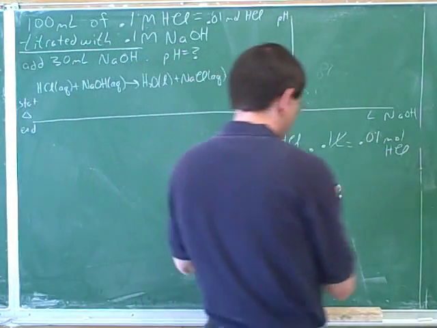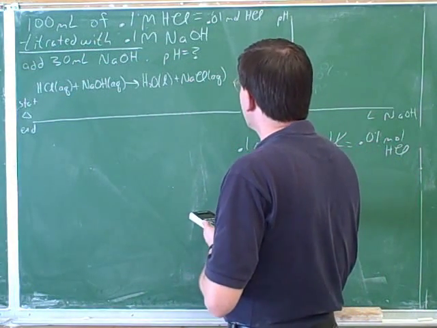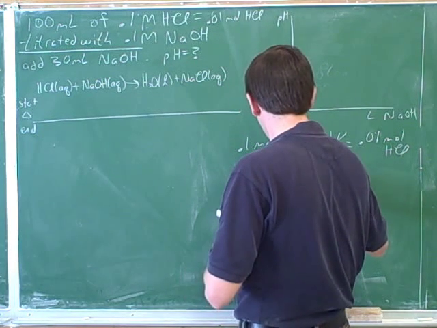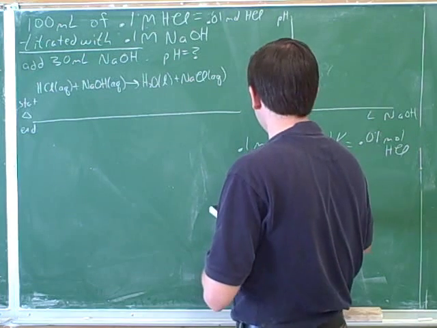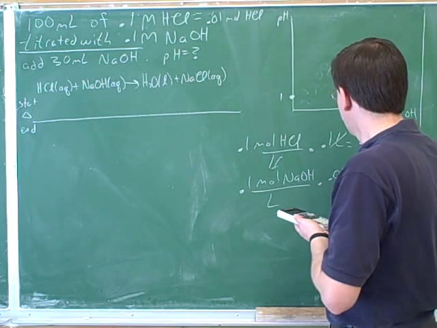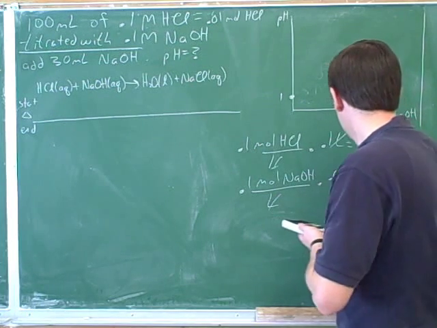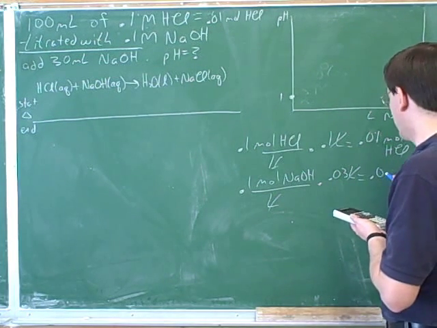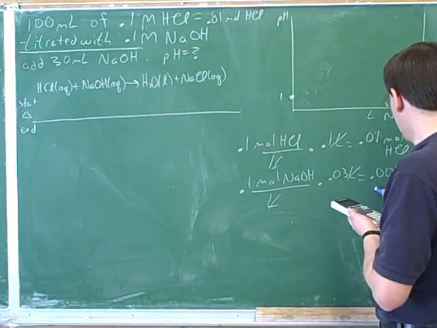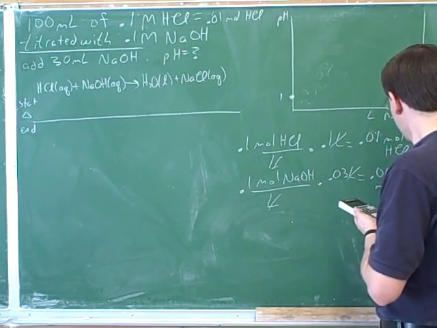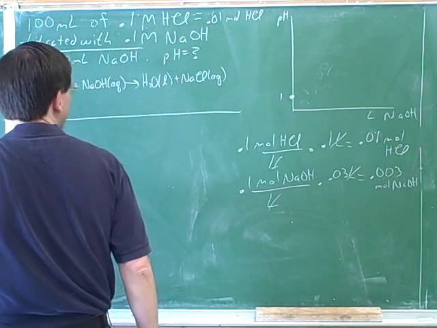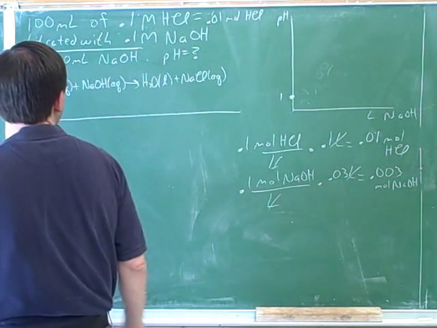0.003. We have 0.1 moles sodium hydroxide per liter, 0.1 molar sodium hydroxide times 0.03 liters. So it looks like you're right, 0.003 moles sodium hydroxide.